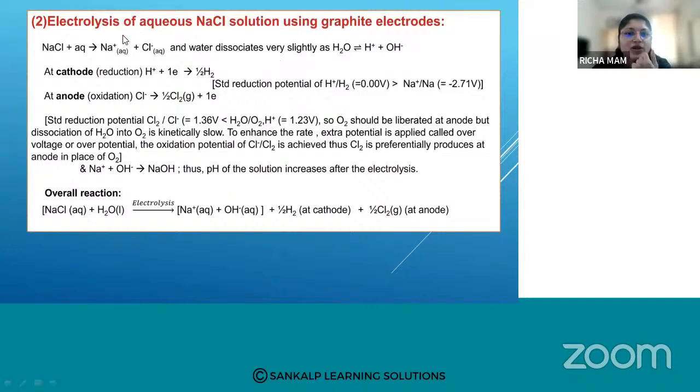What will happen here? As we take NaCl and add it in water, it is going to dissociate. In the previous step, what did we take? We took molten NaCl.